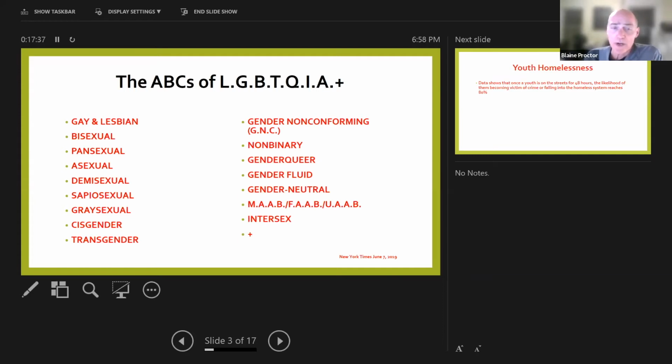Next is genderqueer, which is also a term that's used to describe someone whose gender identity is outside the strict male and female binary. They may exhibit both traditionally masculine and feminine qualities, or they may display neither. Gender fluid is a term that is used by people whose identity shifts or fluctuates. Sometimes these individuals may identify or express themselves as more masculine on some days and more feminine on others.